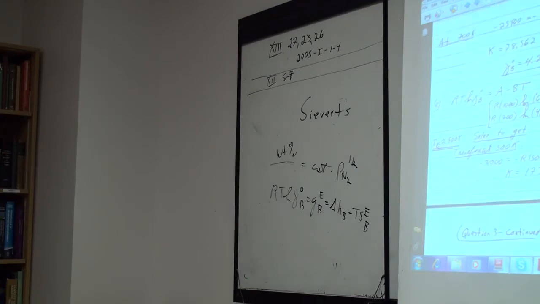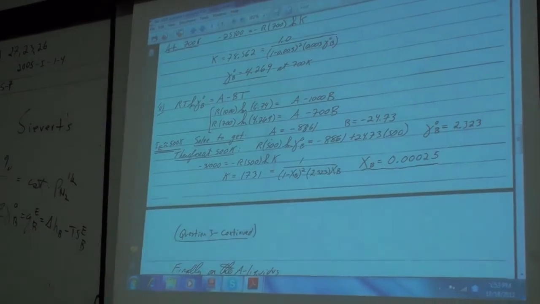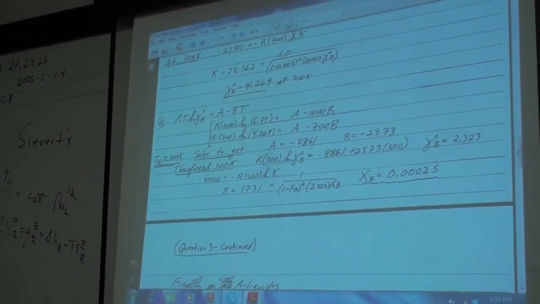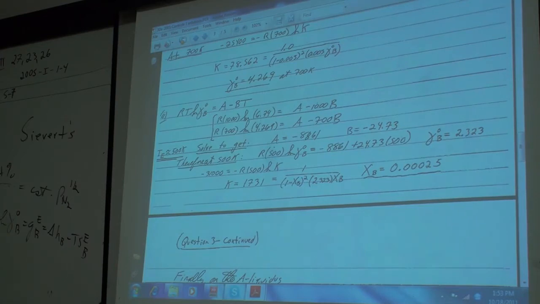Alright, so this permits us then to calculate at 500 degrees Kelvin. From these two values at 1,000 and 700, I can get the linear expression, I can get the A and B, which are the partial enthalpy and entropy, the H and S. And I extrapolate that down to get gamma at 500 degrees. So at 500 degrees, the Henry activity coefficient is 2.323.